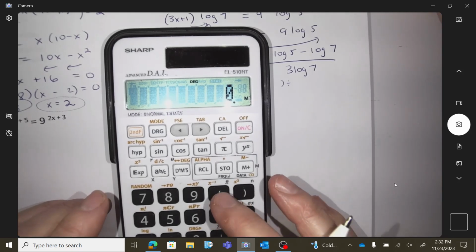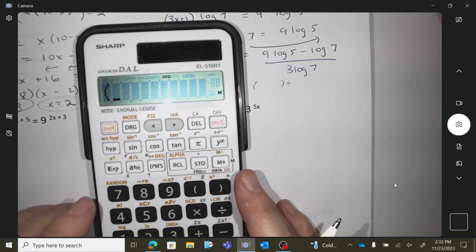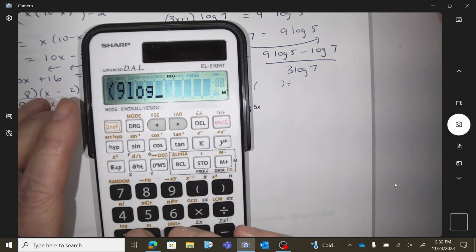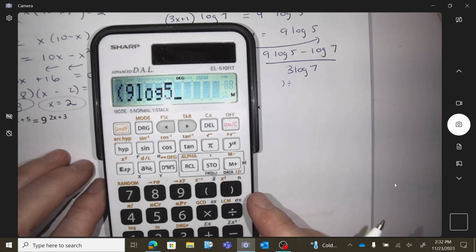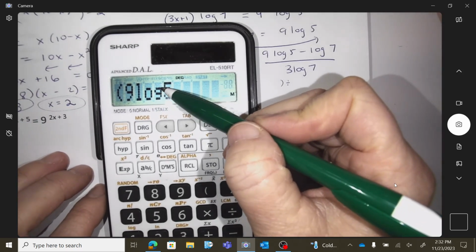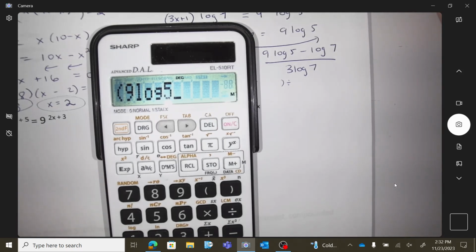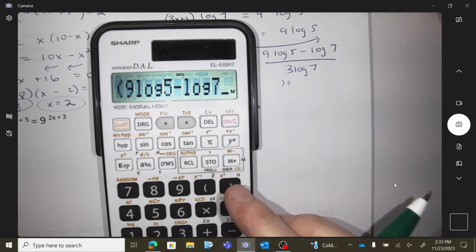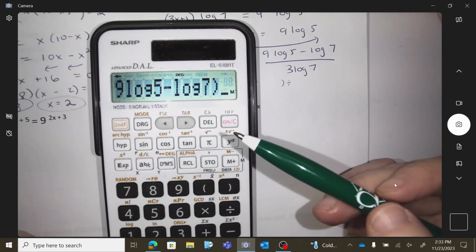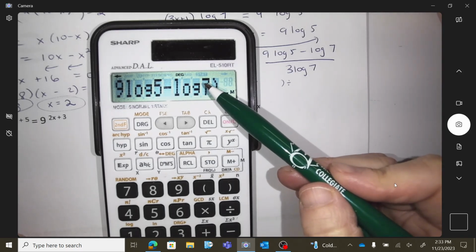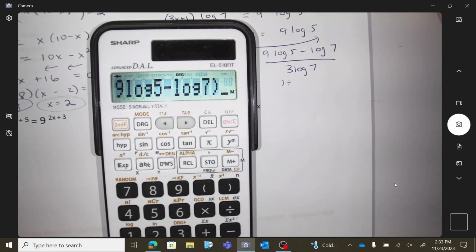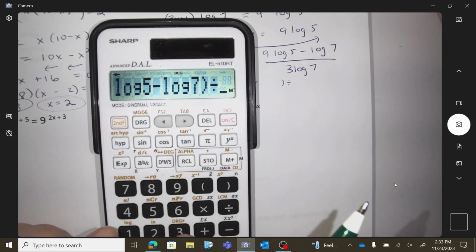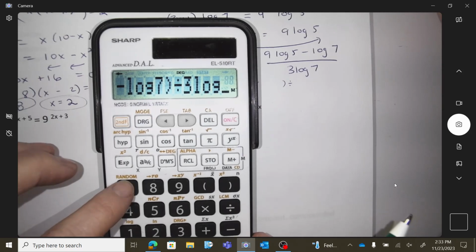Okay. So give me a bracket. 9 log 5. So Griff, right there, you would have had a bracket just around the 5 yet. Minus log 7 bracket. So Griff, your calculator would have had a bracket, right? 2 after the 7 technically, right? Okay. Everyone's good? Divide by 3 log 7.